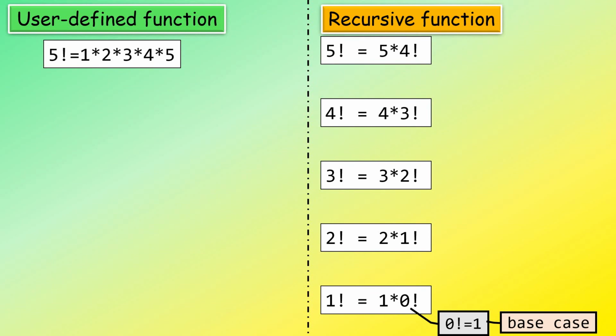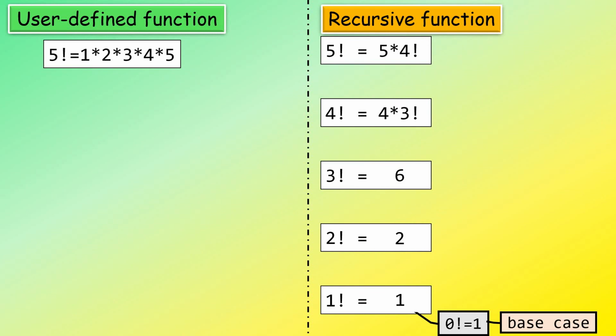So you have to substitute 0 factorial is equal to 1 in the last step. So 1 into 1, which is 1. So now you have got the result for 1 factorial, which is 1. And this value must be substituted in the previous step. 2 into 1 can be now calculated as 2. And this result of 2 factorial is substituted in the previous step. So 3 into 2 is 6, which is the value of 3 factorial.